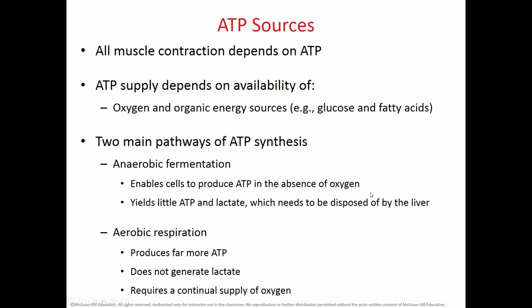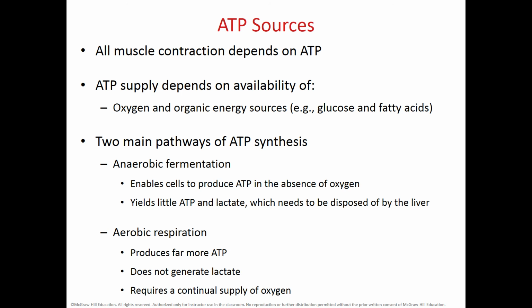So what are the sources for ATP in the muscle? So the ATP supply will depend on the availability of oxygen produced by the mitochondria, and organic energy sources like glycogen, glucose, and fatty acids. And we have two main pathways for ATP synthesis. We have one that is called anaerobic and one that is called aerobic.